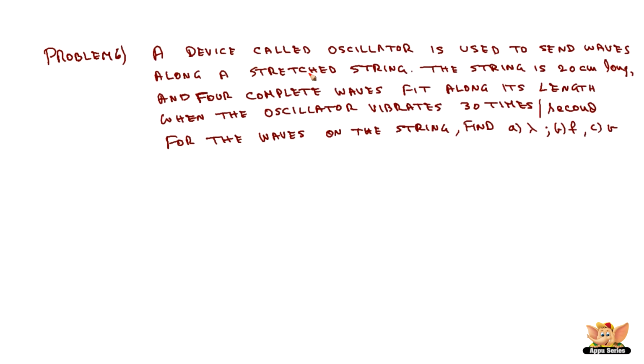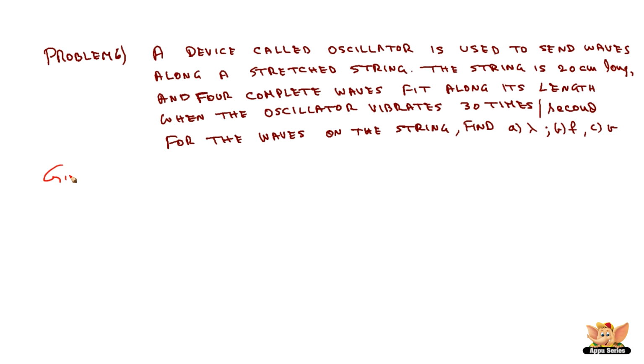Problem 6. A device called an oscillator is used to send waves along a stretched string. The string is 20 centimeters long and 4 complete waves fit along its length when the oscillator vibrates 30 times per second. For the waves on the string, find A, lambda, wavelength, B, frequency F, C, speed of the sound V.